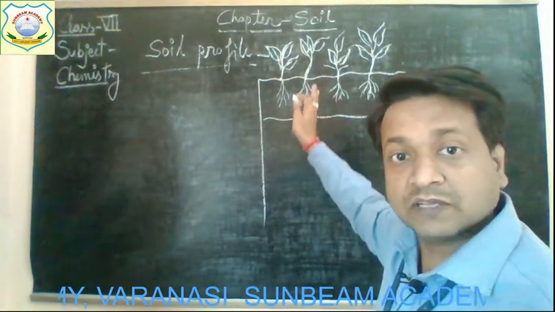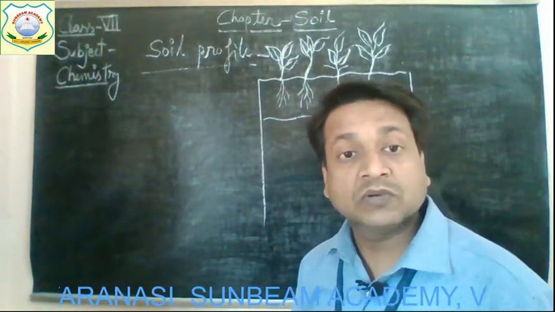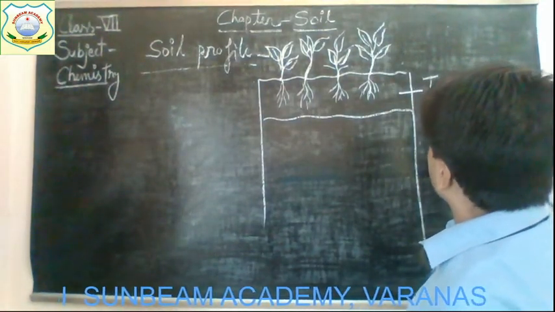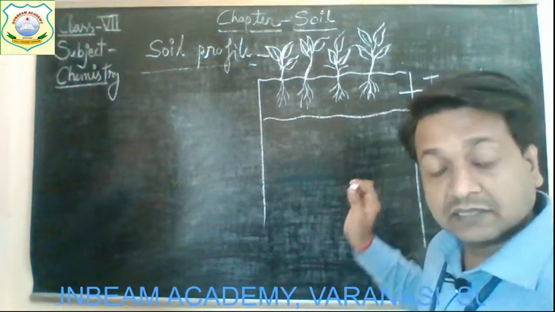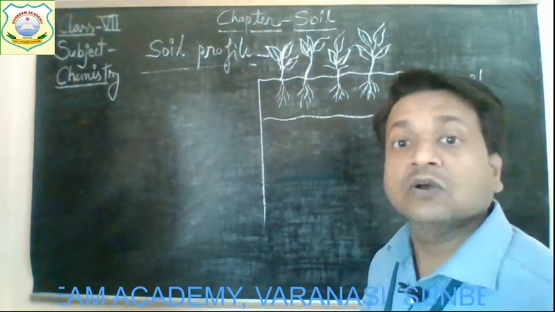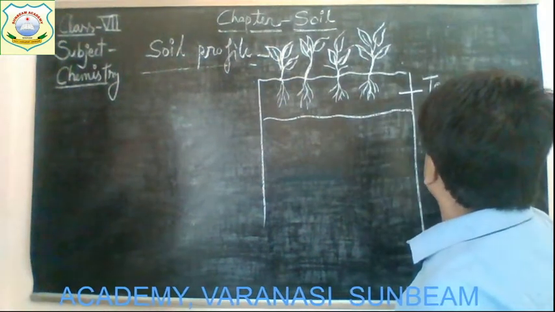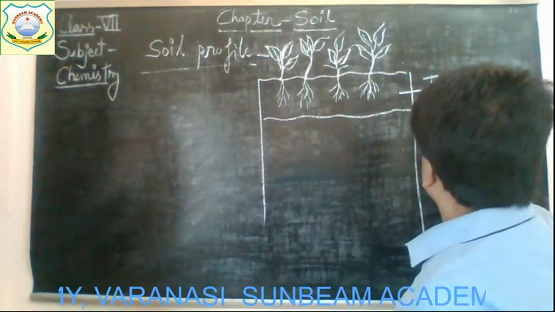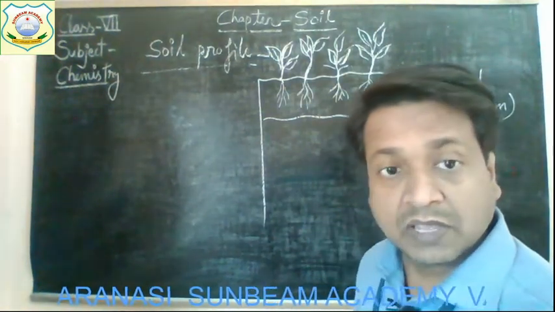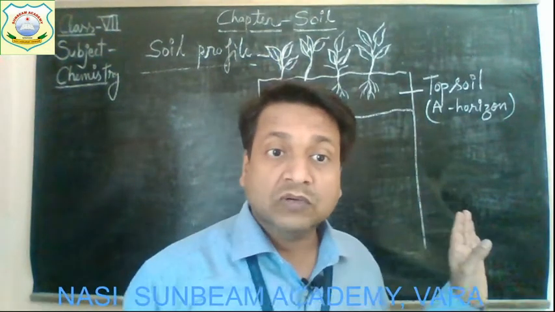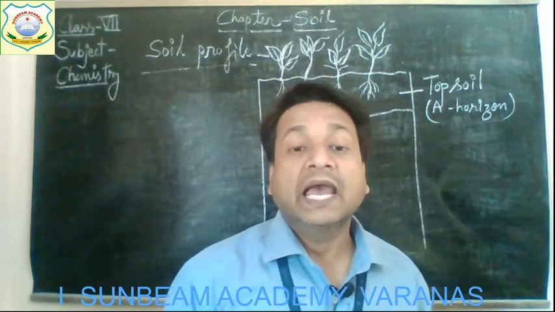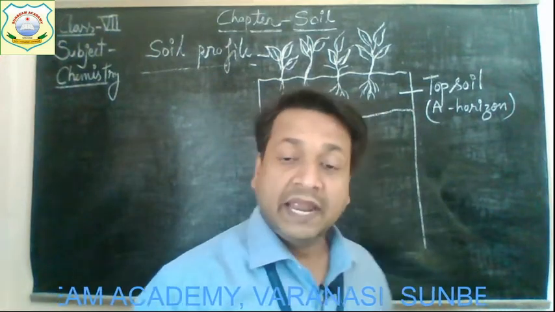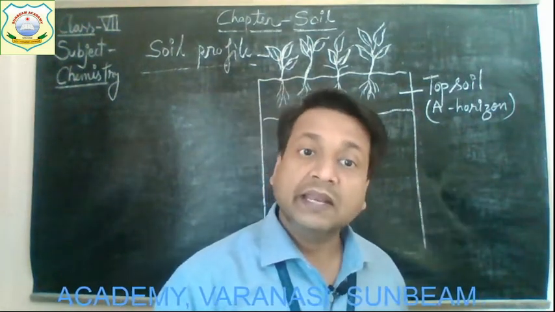So children, this is the first layer of the soil, and this is known as topsoil. This topsoil is also known as horizon A. This topsoil or A horizon is rich in humus and the smallest particles of rocks from the upper layer of the soil.